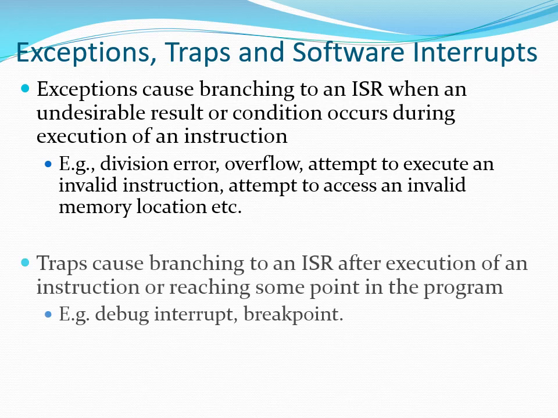Traps cause branching to an ISR after execution of an instruction or execution of an instruction at some point in the program. Examples are the debug interrupt and the breakpoint interrupt. The debug interrupt causes branching to an ISR after execution of each and every instruction in the program. This enables the programmer to check the results of the execution of each and every instruction.